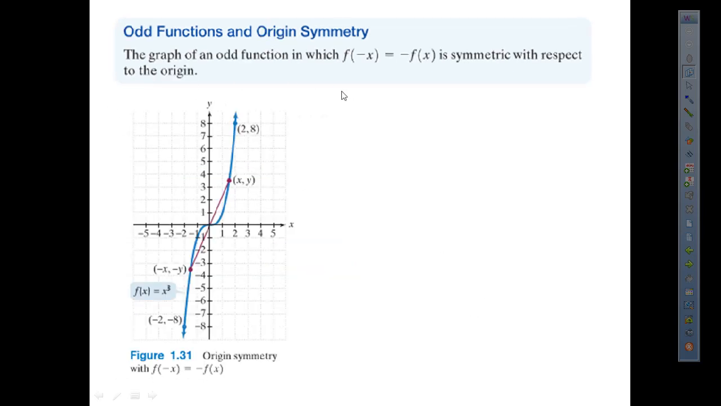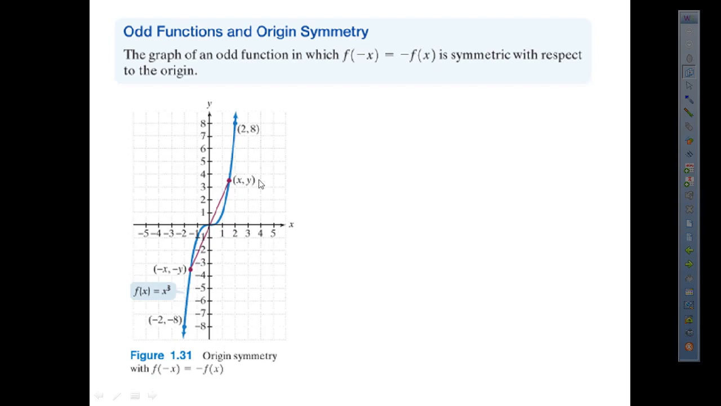All right, odd functions have what's called origin symmetry. And the easiest way for me to remember that is that it just reflects across both axes. It's going to reflect across the y-axis, and then it's going to reflect across the x-axis. It has to reflect across both of them. Does not matter what order, but it has to reflect across both of them. So here you could also reflect across the x-axis and then across the y-axis to get right back to the same thing.